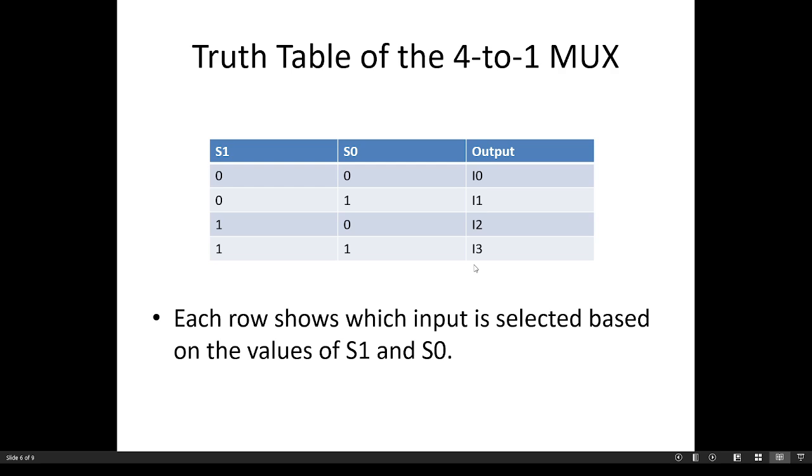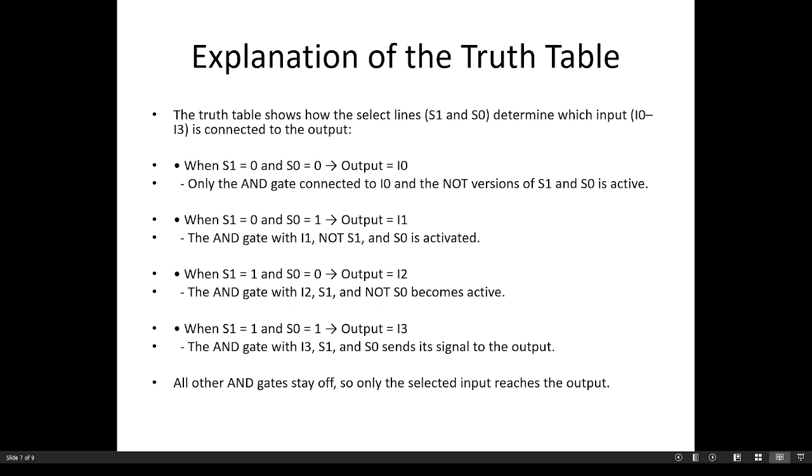This is because the AND gate with I3, S1, and S0 sends its signal to the output. All other AND gates stay off, so only the selected input reaches the output.